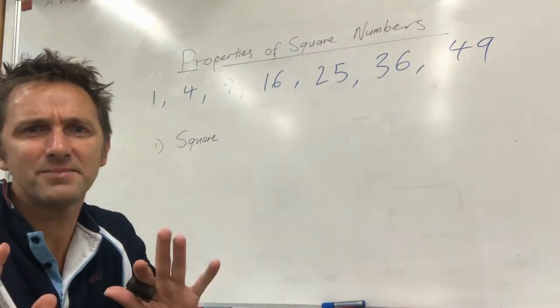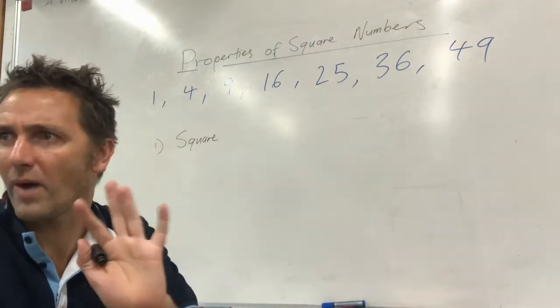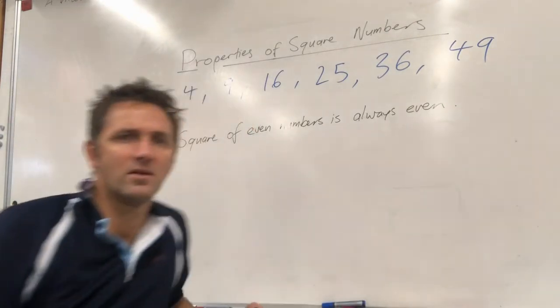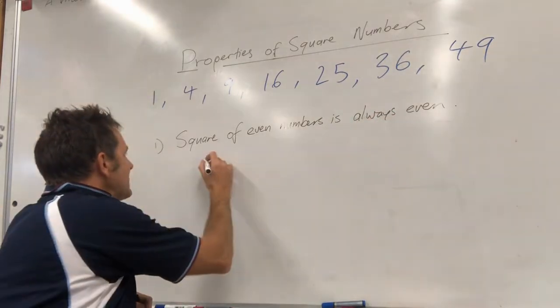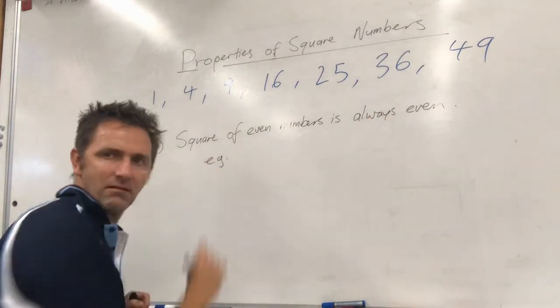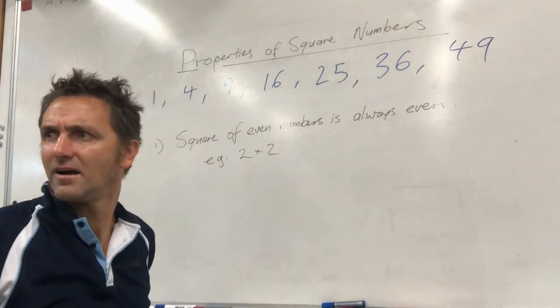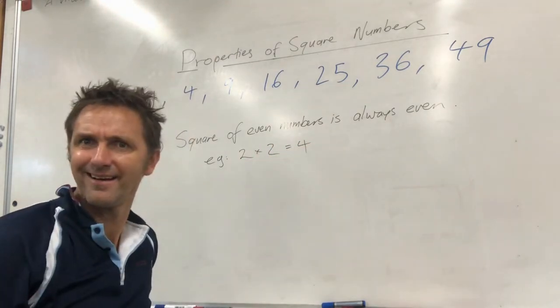Square of even numbers is always even. For example, 2 times 2 equals? 4. Is 4 even? Yeah.